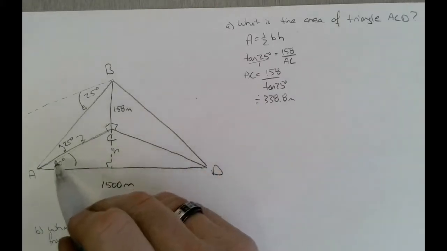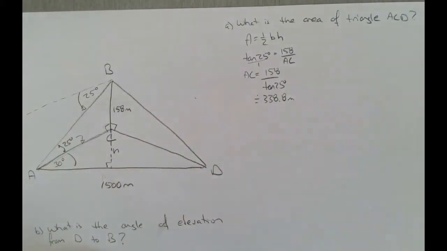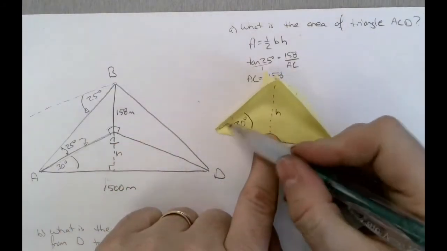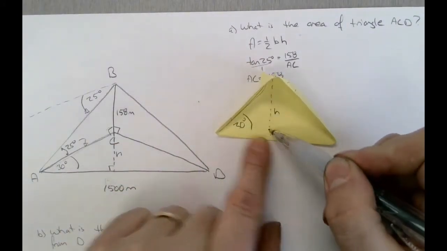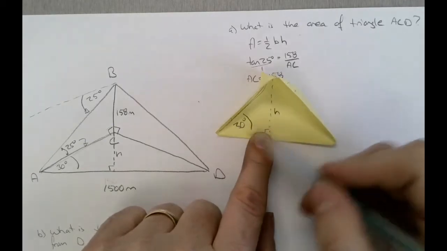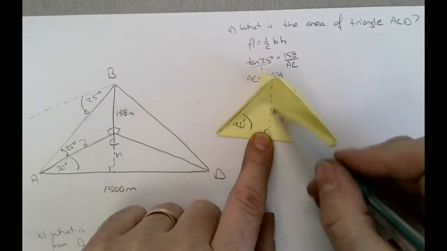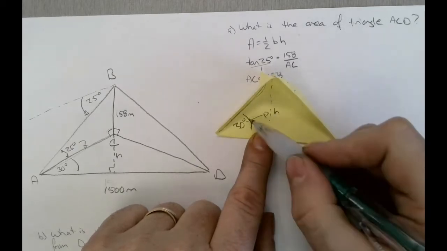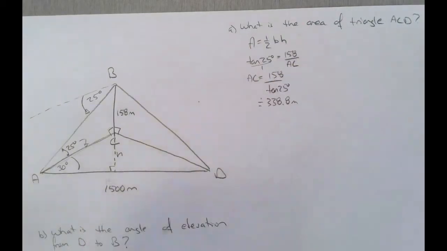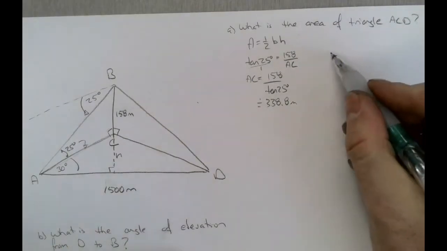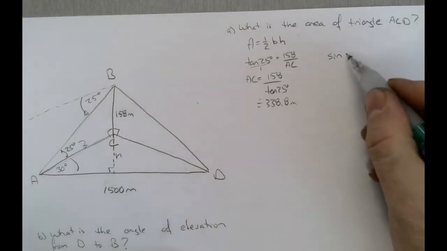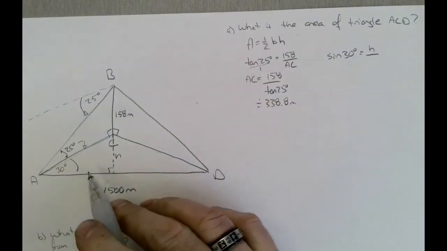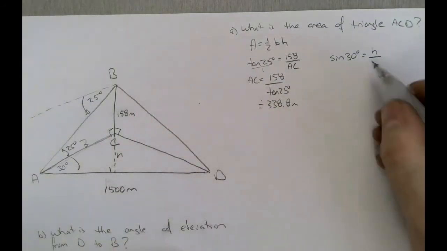Now, I can look at the flat triangle, the triangle at the bottom here. I know what this distance is now, and I know this is going to be a 90-degree triangle. So now I can use some trigonometry to figure out what h is. I'm looking for the opposite, and in this case, I have the hypotenuse. So this is a sine function. So the sine of 30 degrees, because that's the angle that I'm given, is going to be equal to h over my 338.8.